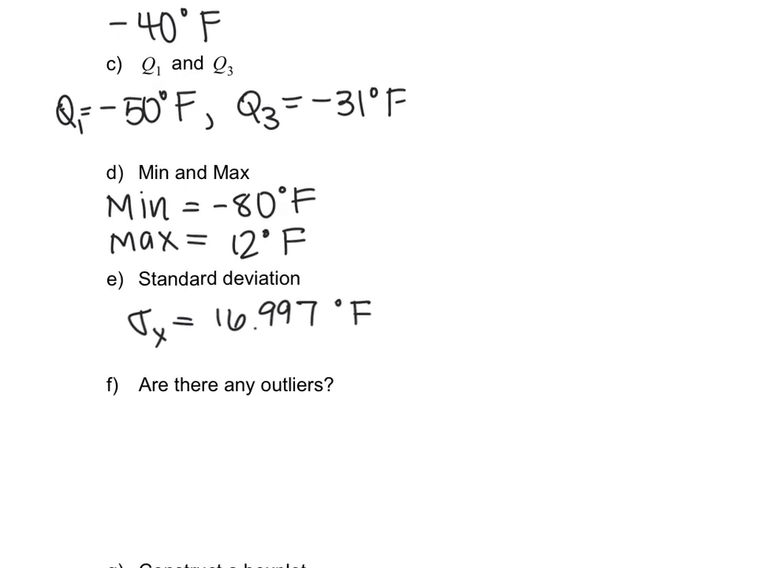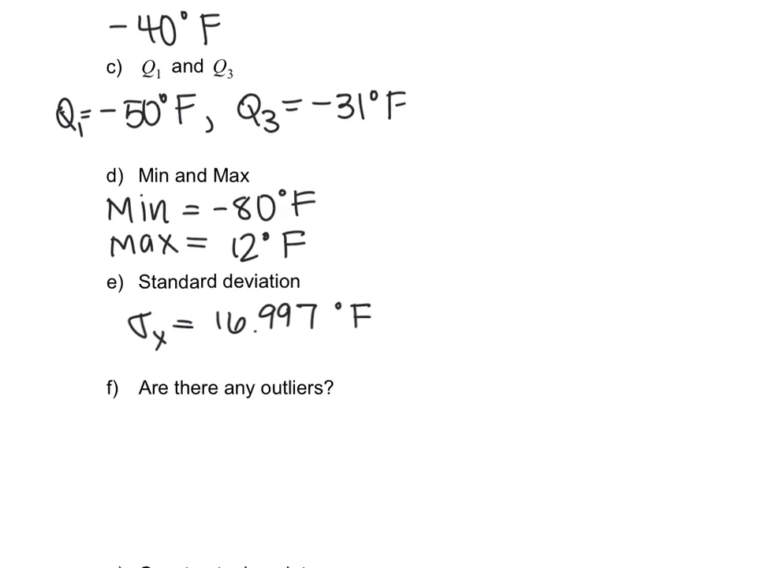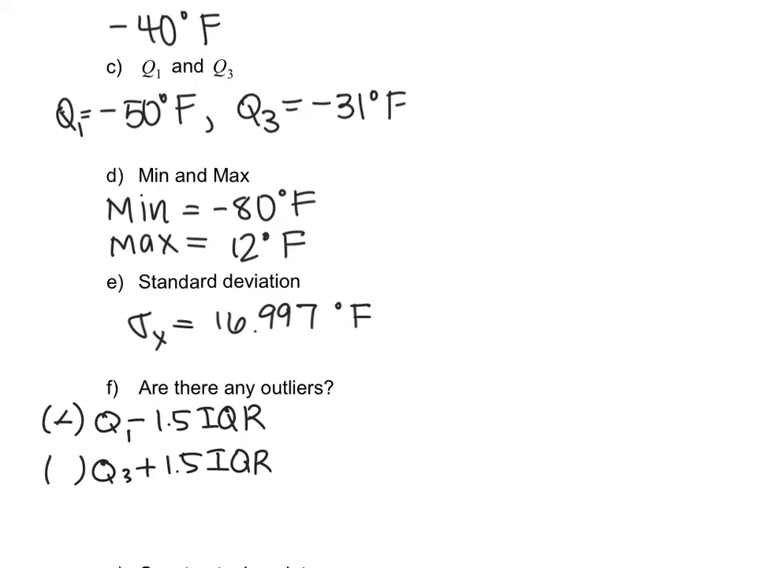And then we want to take a look at outliers. So remember, we have to do quartile 1 minus 1.5 times the IQR, which is the interquartile range. And then we do quartile 3 plus 1.5 times the IQR. And we look for anything less than the first value and greater than the second value to be an outlier.